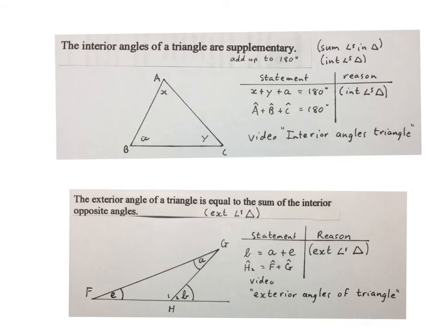Really put your mind to these two. The interior angles of a triangle add up to 180, are supplementary, and the exterior angle of a triangle is equal to the sum of the interior opposite angles. So these three add up to 180, and that one outside there is equal to those two.